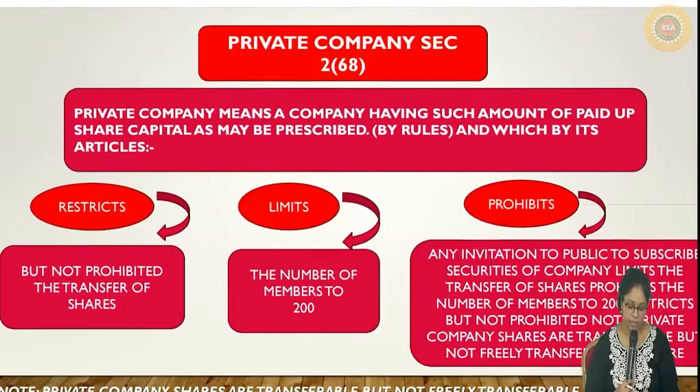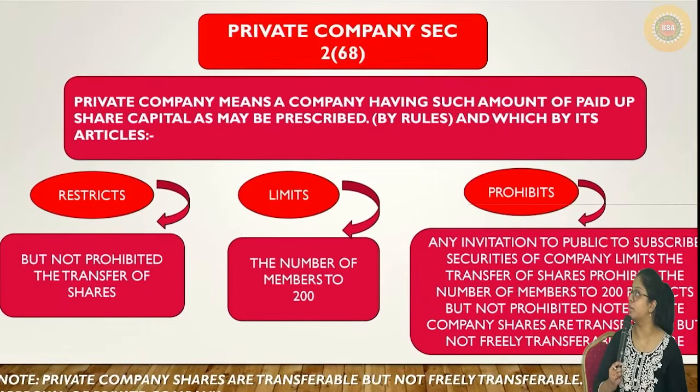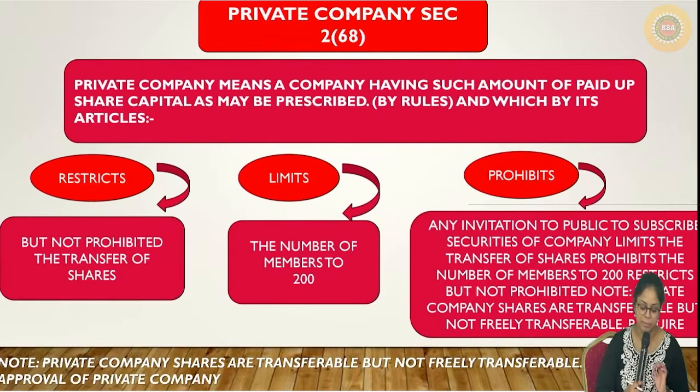Now we'll quickly look into the detailed definitions which are important from the examination point of view. The first definition that we saw was Section 2 clause 68, a private company. A private company means a company having such amount of paid up share capital as may be prescribed and which by its articles should do three things.